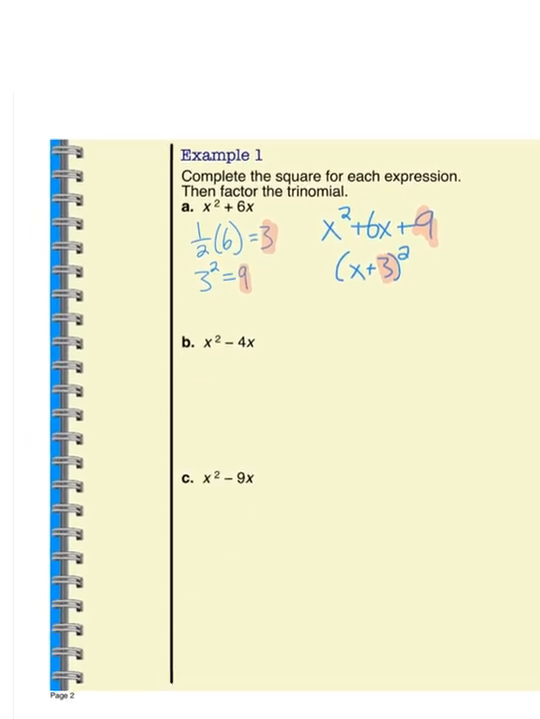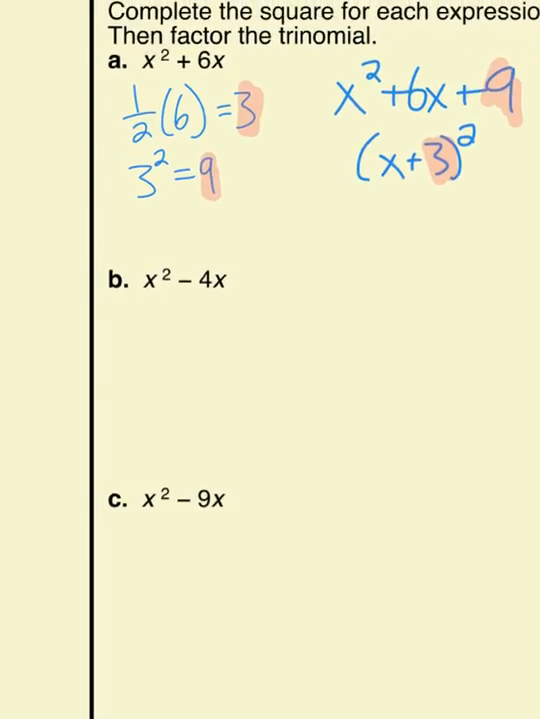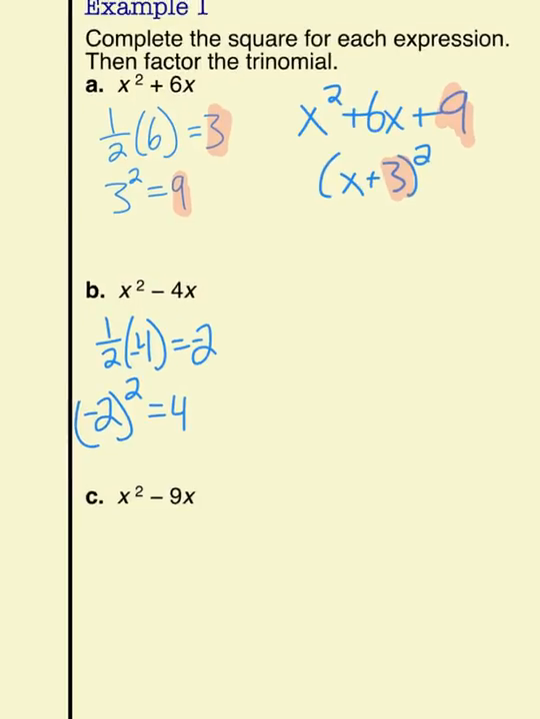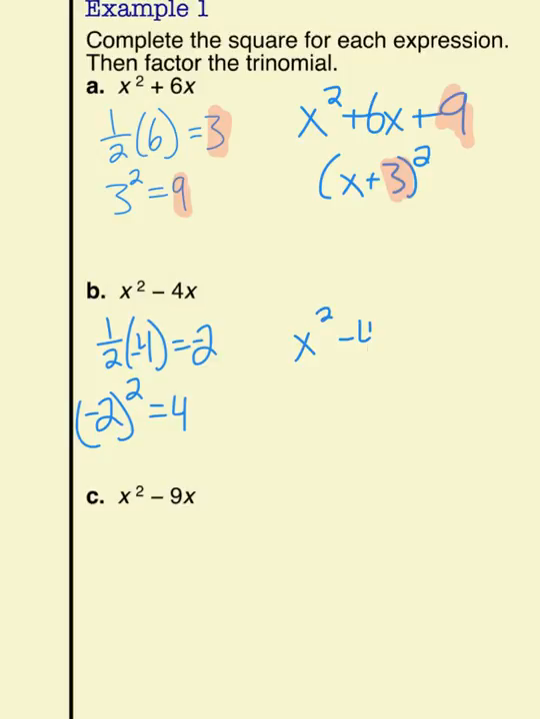All right, I would encourage you to pause the notes now and see if you could do B or C on your own, or keep following along and pause it for C. All right, x squared minus 4x. We're going to take half of 4, which is 2, and then, actually that's negative 2. And then we're going to square it, which is still 4. So when I rewrite this, it's still going to be x squared minus 4x plus 4. But when I factor it now, it's going to be x minus 2 squared. So notice that minus 2 went here, and the 4 went here.